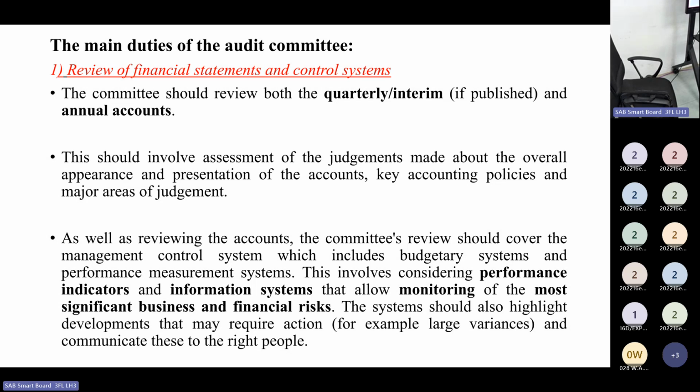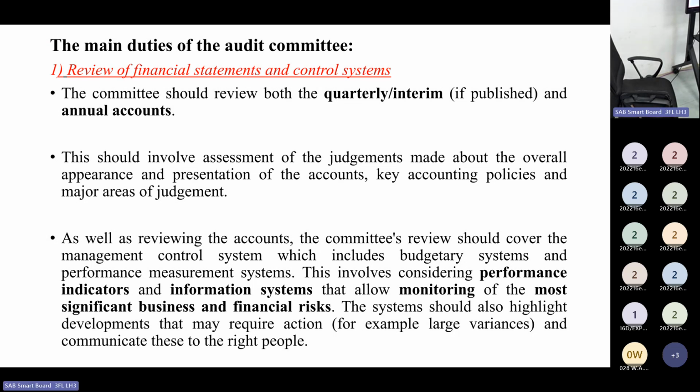Apart from that, as well as reviewing the accounts, the committee's review should cover the management control system, which includes the budgetary system and performance measurement system. I hope you know the difference between management controls and internal controls.